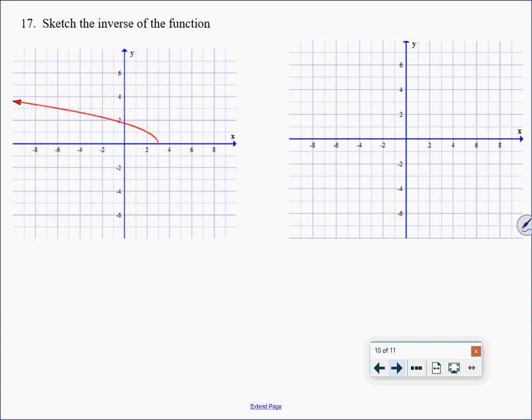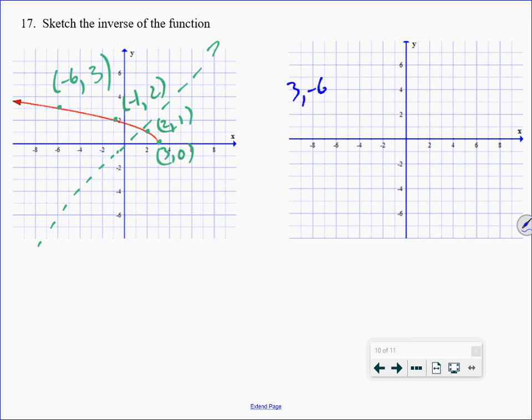All right. And our last problem here is to sketch the inverse. Now, remember that inverses are symmetrical on the line y equals x. But another cool inverse trick is to pick some points. So this is 3, 0. This is 2, 1. This is negative 1, 2. And this is negative 6, 3. Remember, the inverses switch the x and the y. So I will need 3, negative 6.